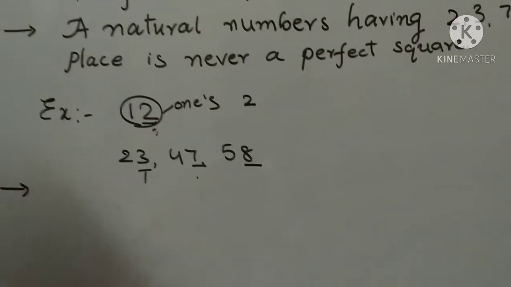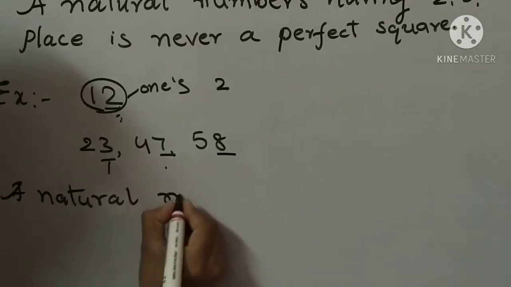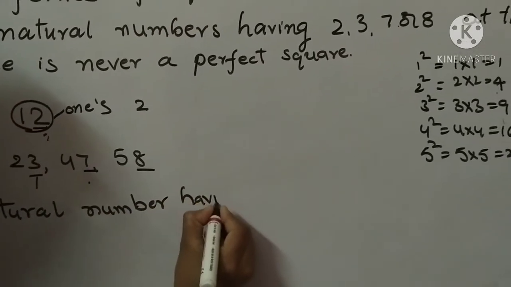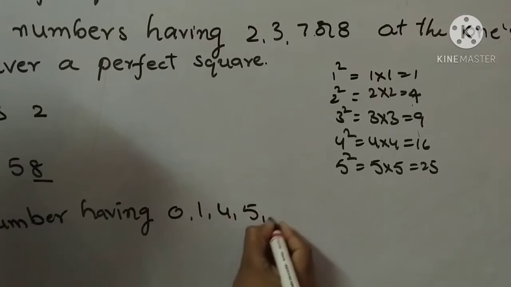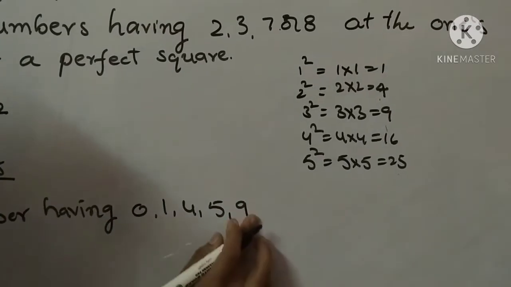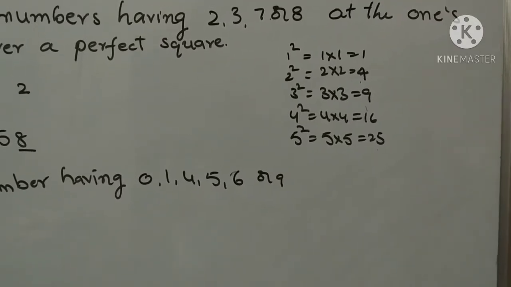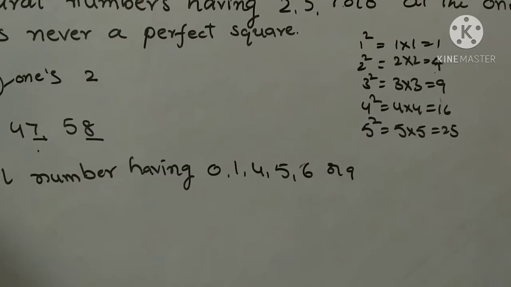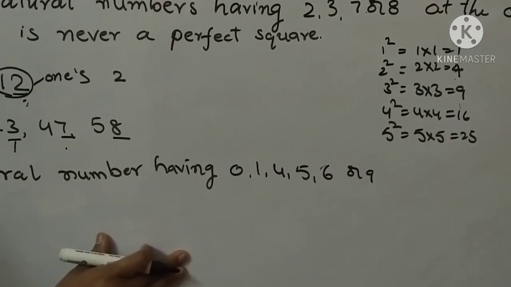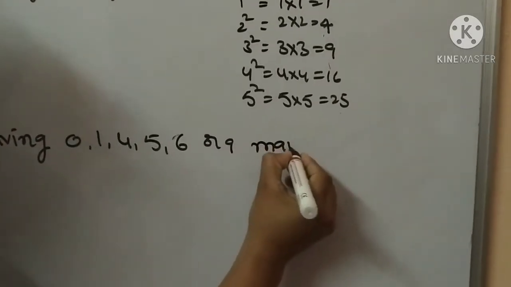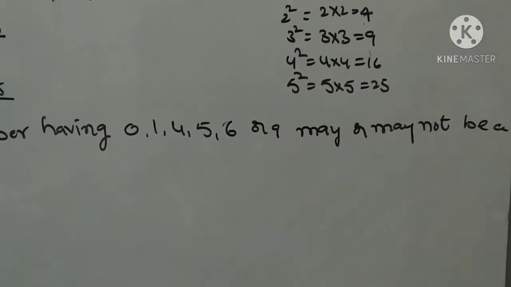Now the next, second property. What is the second one? A natural number having 0, 1, 4, 5, 6 or 9 at the ones place may or may not be a perfect square.